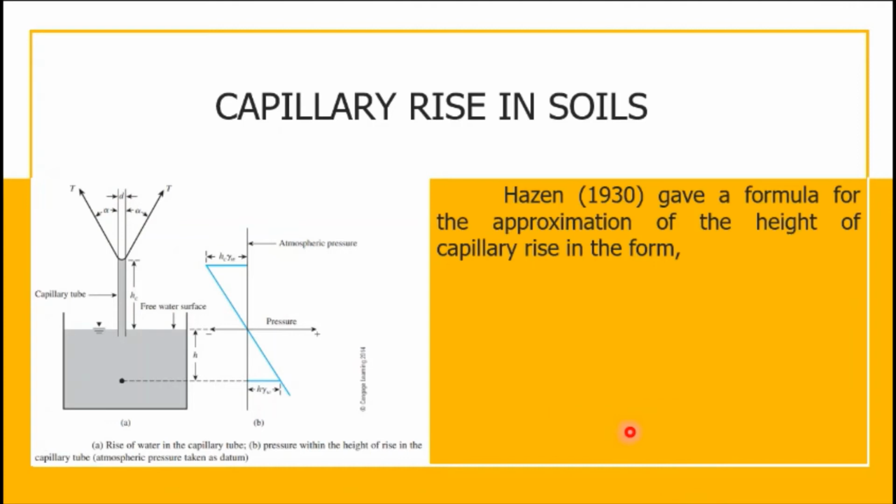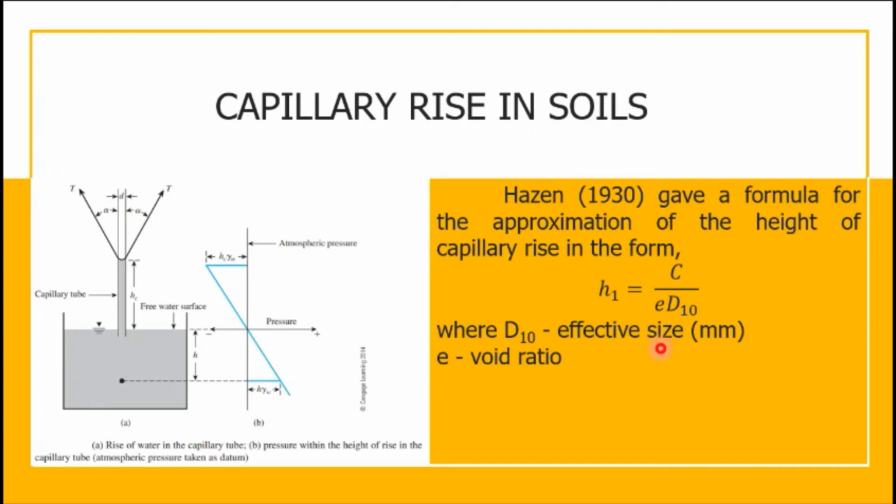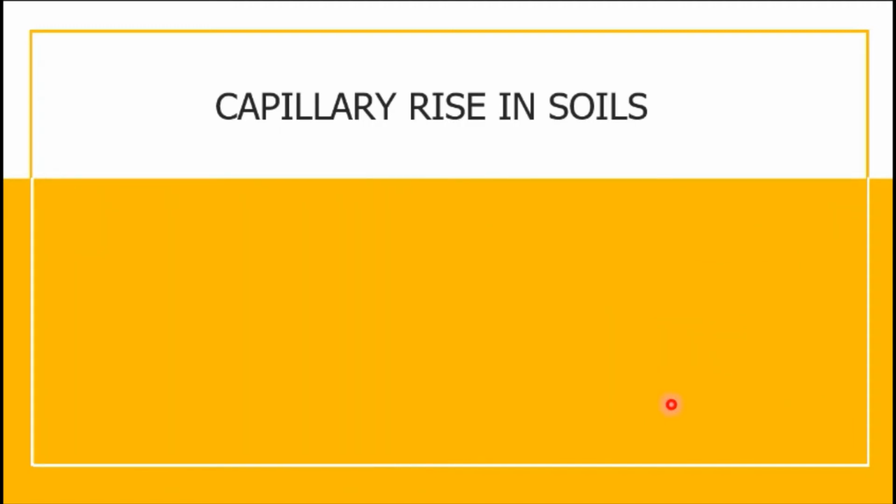So Hazen gave a formula for the approximation of the height of capillary rise in the form C over e D10, wherein D10 is the effective size or the diameter at 10% passing of the soil. In sieve analysis, if you still remember, e is the void ratio and C is a constant that varies from 10 to 50 millimeter square depending on the type of soil.